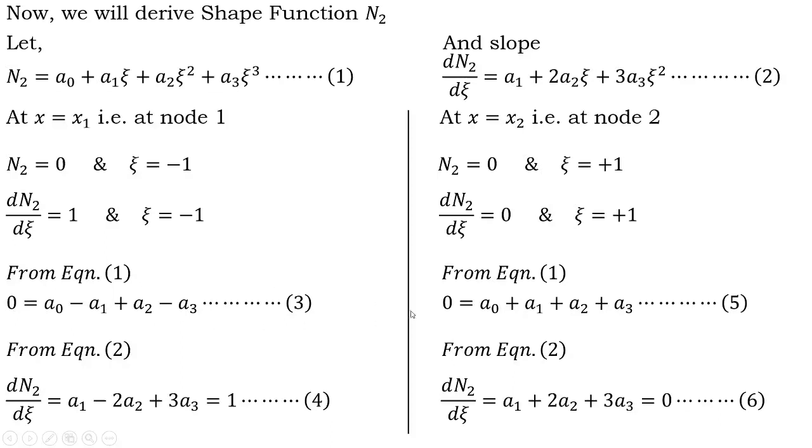First I need to add equation number 3 and 5, then add equation number 4 and 6 to get the four constants. Here minus a1 plus a1 will get cancelled, minus a3 and plus a3 will get cancelled, leaving 2a0 plus 2a2 is equal to 0 because both sides I have 0. That is what I have shown here. These negative and positive values will get cancelled. Similarly, when I add equation number 4 and 6, minus 2a2 and plus 2a2 will get cancelled, leaving 2a1 plus 6a3 is equal to 1. That is what I have shown here.